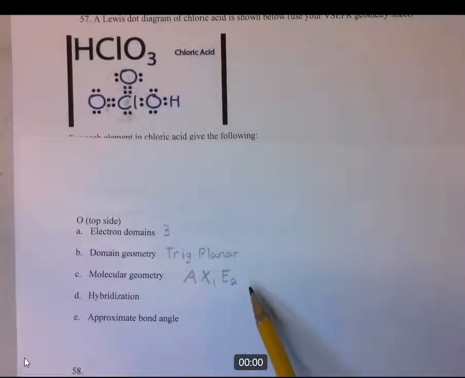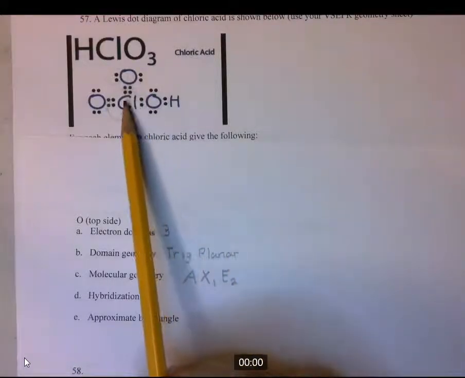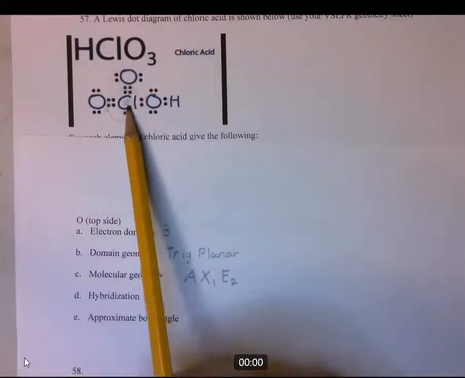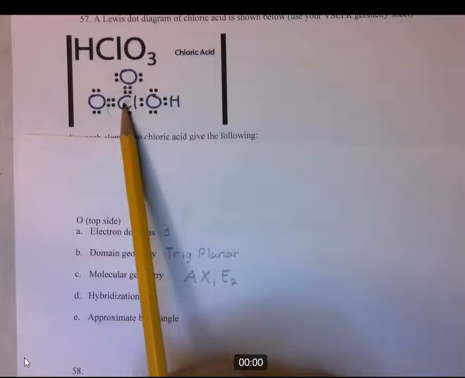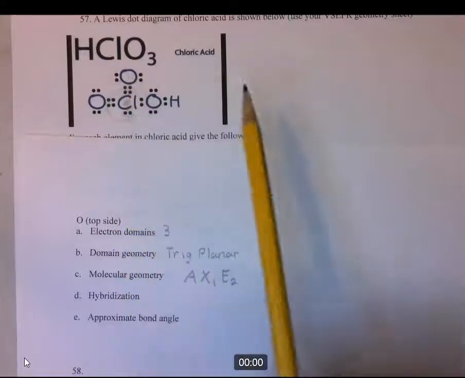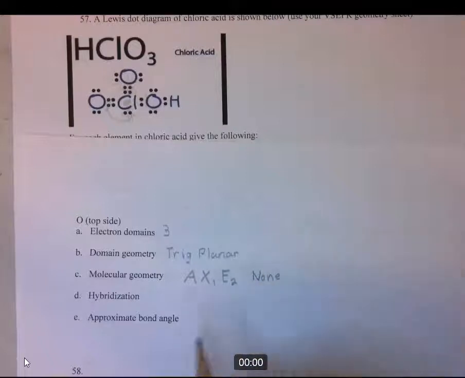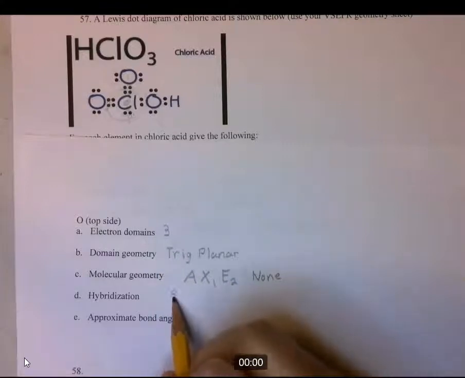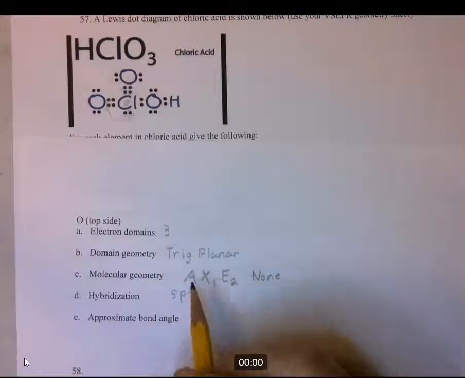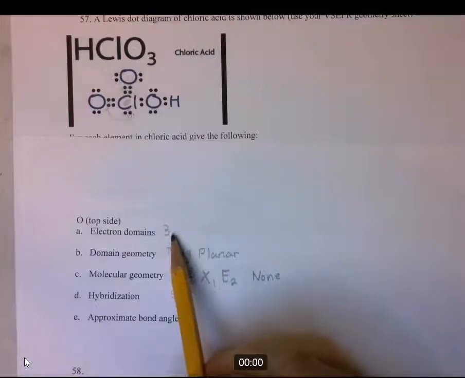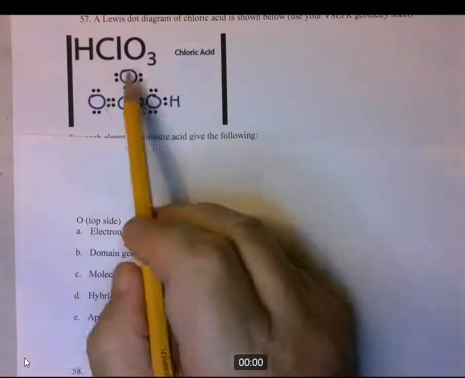It's AX1E2. So its molecular geometry, it really doesn't have a molecular geometry. Its molecular geometry is dictated by the chlorine. That's the one that has the molecular geometry. That's the one that's determining the angle between this oxygen and this oxygen. So it really doesn't have a molecular geometry, so you just say none, because it's an outside atom. But it does have hybridization. Since it has 3 electron domains, it has sp2, because it needs to have a bond, an orbital in 3 different locations. Even the lone pairs need an orbital.